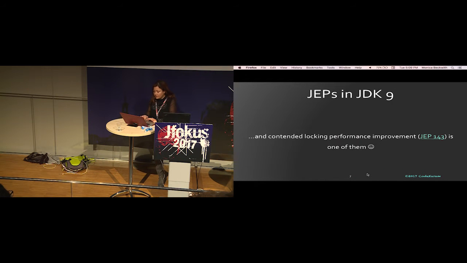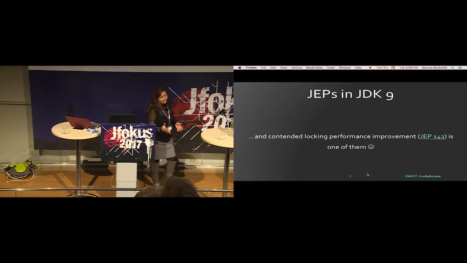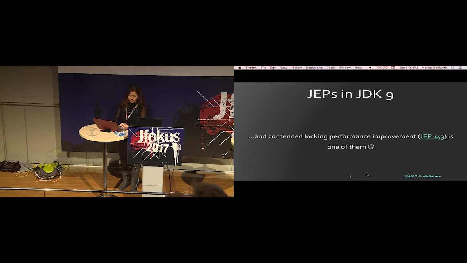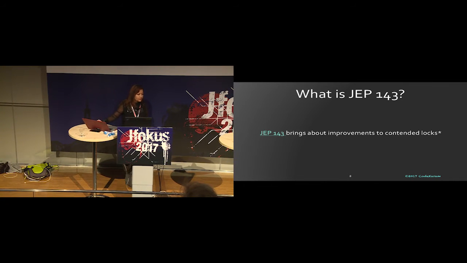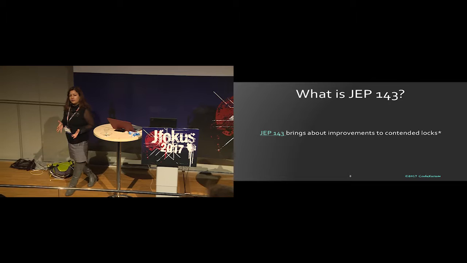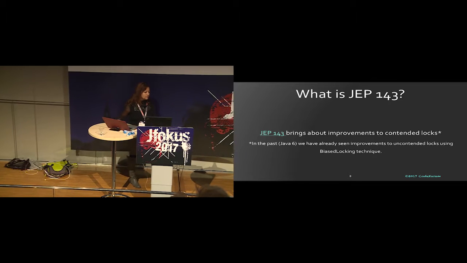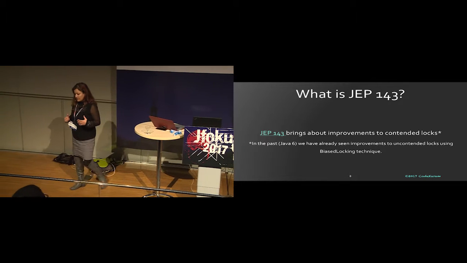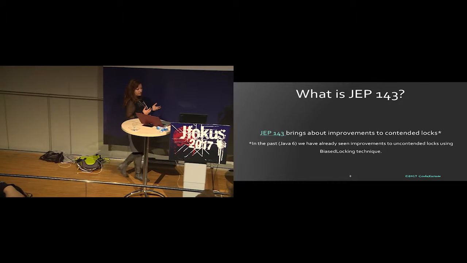Okay, so one of the JEPs, like I said, was contended lock improvement, okay? So what is JEP 143? It brings about improvement to contended locks. You may have heard about locking improvements prior to JDK 9, right? We know something about biased locking, right? The difference between that and this is that biased locking is for uncontended locks, okay?